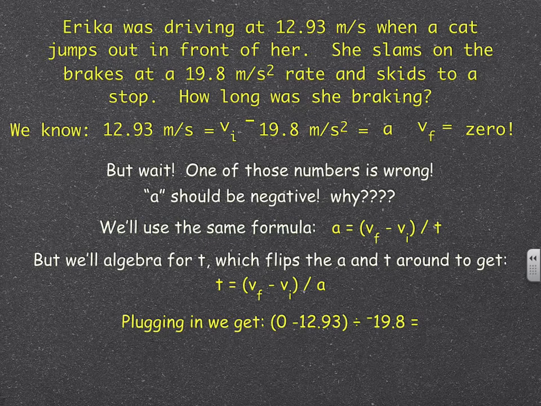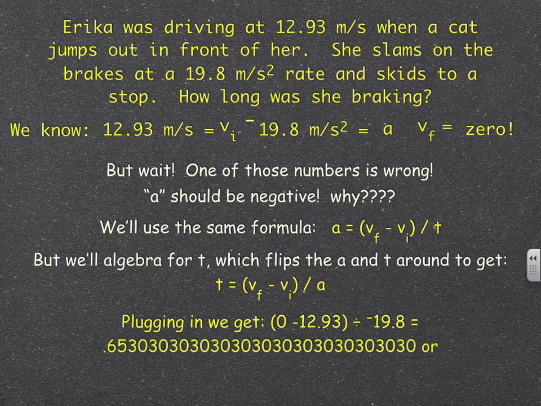Okay, by now most of you have stuck your calculator in your neighbor's face and you got 0.65303030 and so on, but we would round that off. So how many sig figs are there? This one has 4. This one has 3. This one has... 0. How many sig figs are in 0? Unlimited. When you're stopped, you're pretty sure you're stopped, right?